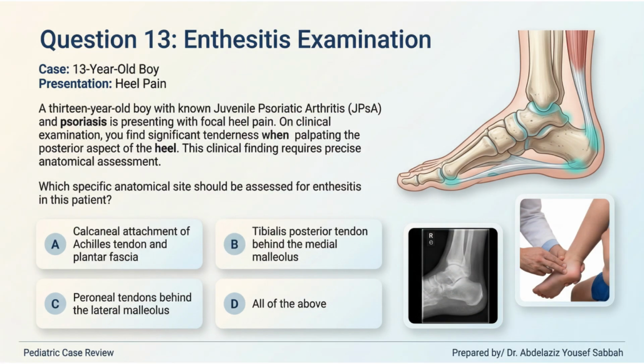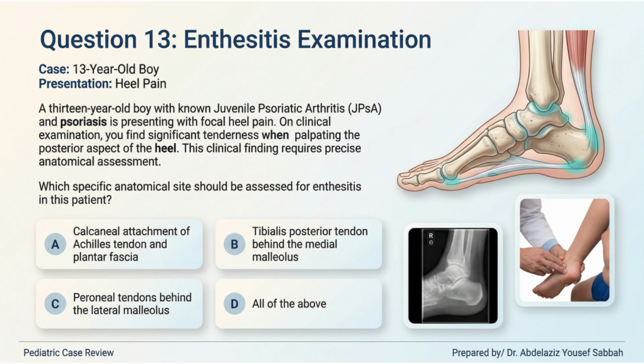Case 13. A 13-year-old boy with known juvenile psoriatic arthritis and psoriasis is presenting with focal heel pain. On clinical examination, you find significant tenderness when palpating the posterior aspect of the heel. This clinical finding requires precise anatomical assessment. Which specific anatomical site should be assessed for enthesitis in this patient?